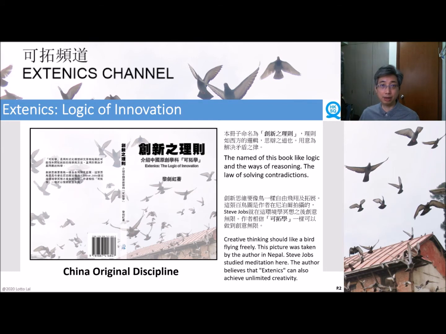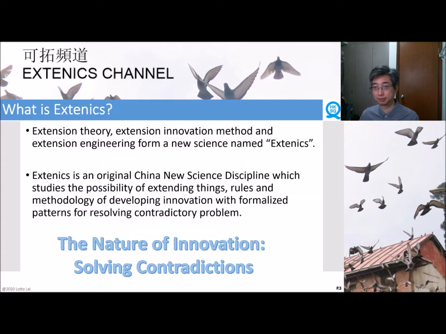All my classes are based on my entry-level book named Extenics: Logic of Innovation, published last year in December. Every class, I repeat what Extenics is. It includes extension theory, extension innovation method, and extension engineering from the new science in China. It is an original Chinese new science discipline that studies the possibility of extending things, and the rules and methodology of developing innovation with formalized patterns for solving contradiction problems. That's why we say the nature of innovation starts from solving contradictions.